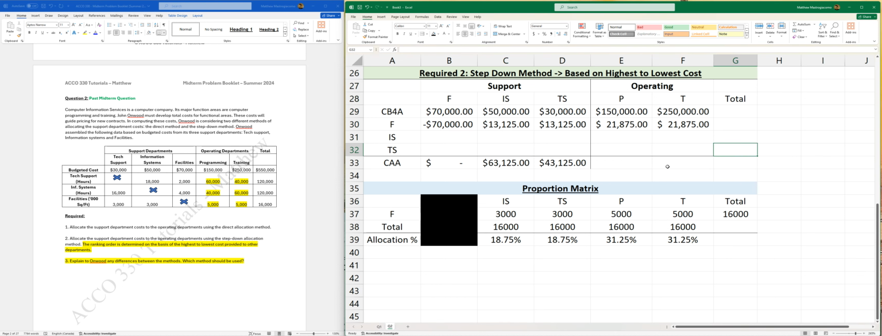Okay, everyone, there we go. We've now allocated all the costs of facilities to every other department, and I sum it up and see that I get 0, which means I did it correctly, because basically we took the 70,000 in cost and split it between every other department. Now let's get on to the next allocation, information systems.